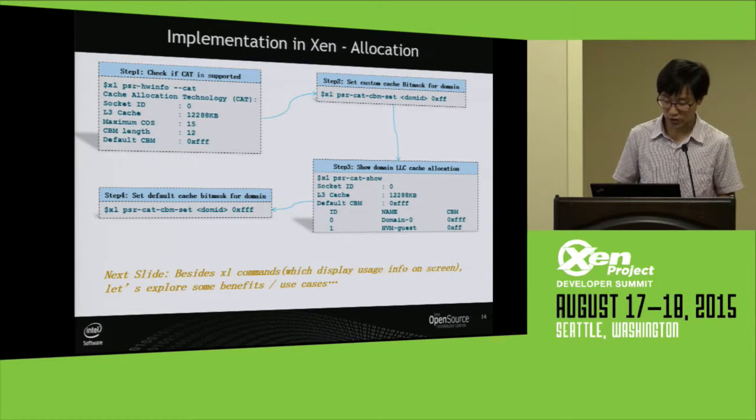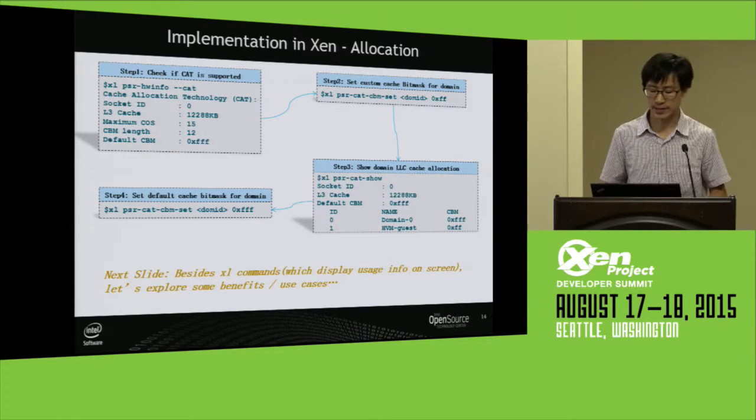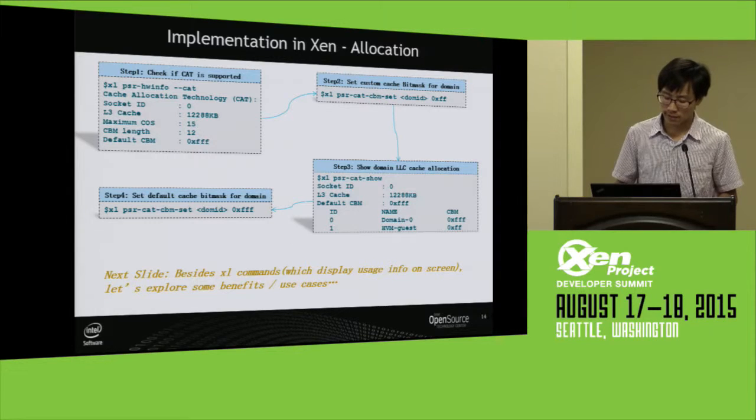This is a cache allocation example. The flow is similar. The only difference is we need to set the CBM for each VM. If you don't set the CBM for a VM, it has the default CBM, which is all ones for all bits. That means it can use all the system cache, just like a machine that doesn't support the CAT.